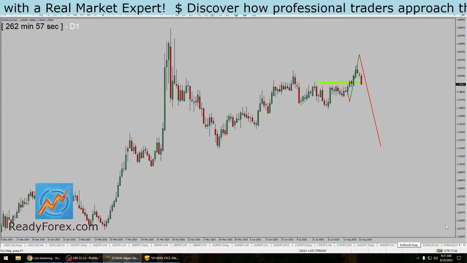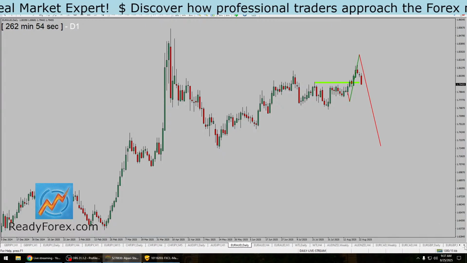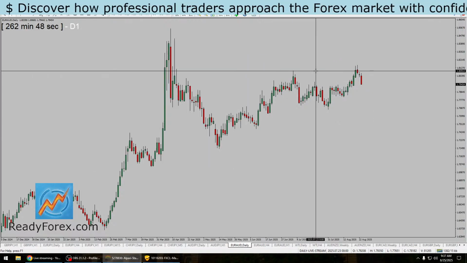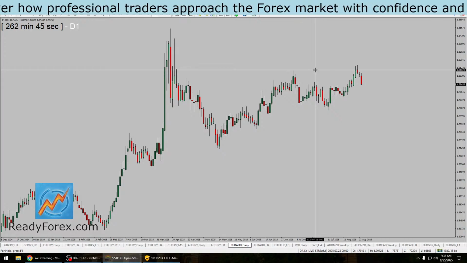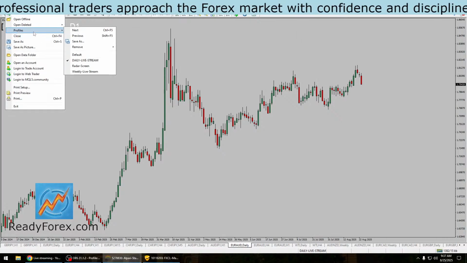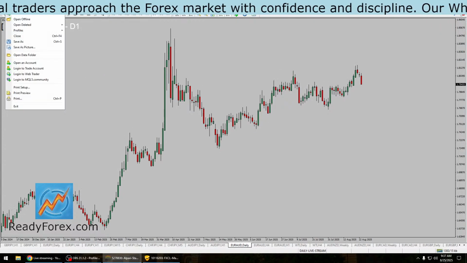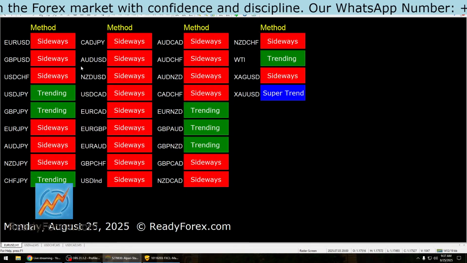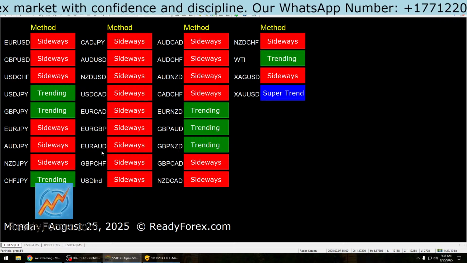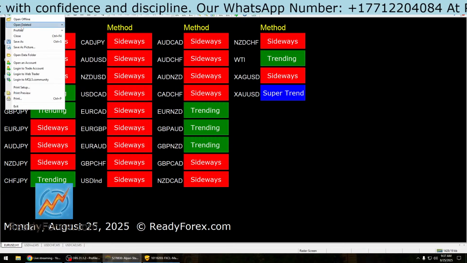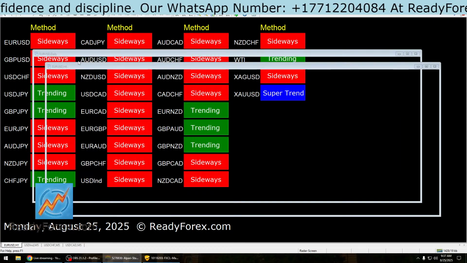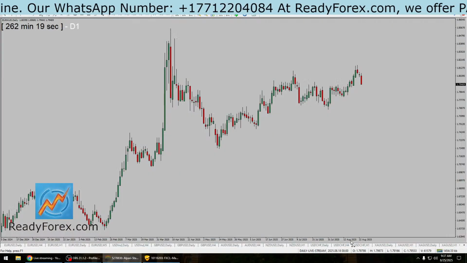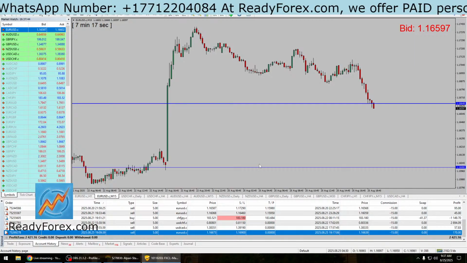Next one is the Euro AUD. Euro AUD now starting to drop over here, but it took out this high first. Let's see what kind of a pattern we got. Okay, here's a failure. I need to check what's going on in Euro AUD. Go over to the radar screen. Euro AUD sideways. Okay. So Euro AUD is trying to drop.